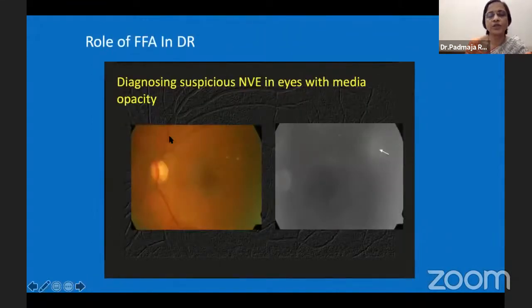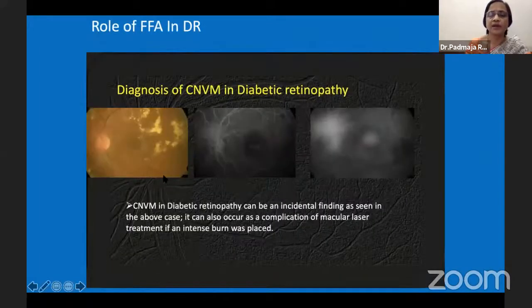So fundus photography is the most important screening modality. For example, in a patient with a cataract haze, the FFA can help us detect underlying new vessels which will leak profusely. And sometimes choroidal neovascular membrane can occur coincidentally, for example, when we have treated macular edema and there are intense laser burns, a CNVM can occur. One important tip in diabetic retinopathy is that you can see dot hemorrhages and blot hemorrhages, but subretinal hemorrhage is not a usual feature. When there is hemorrhage occurring behind the retina, that means there could be an associated CNVM. That's how one could suspect a CNVM, where FFA can play a role.